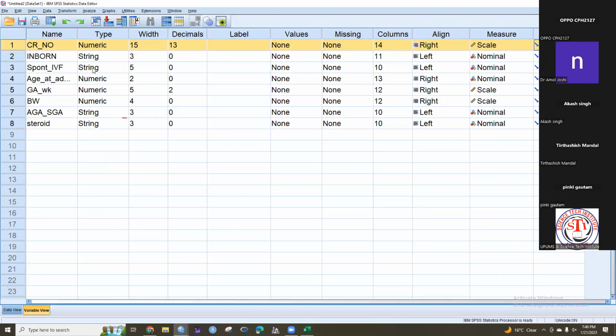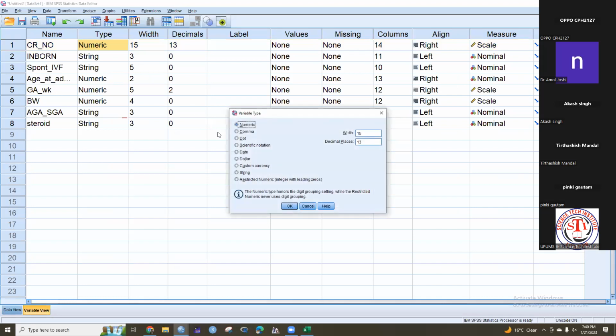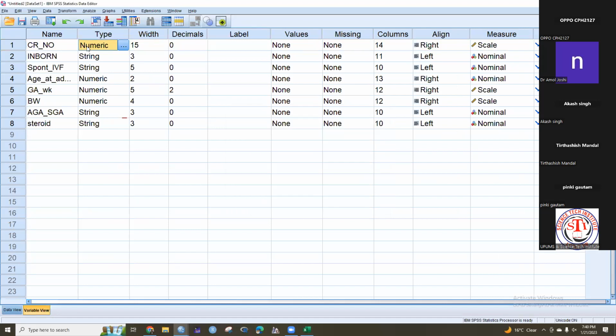Identification number can never be numeric. It is always, yeah, it can be numeric, but decimal is 0. So CR number is in the form of numeric, width is 0, but the level of measurement is nominal because it is an identity variable. So what is the label? You can write identity number.